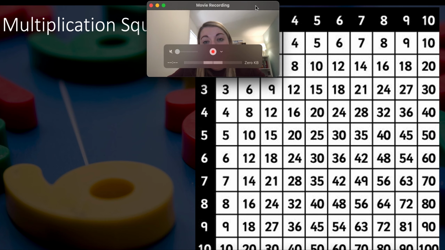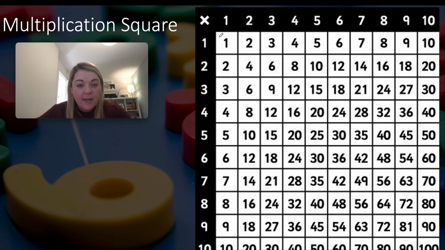So you can also use a multiplication square to help you solve a multiplication question. Now, these are all in your paper packs. Each one of you's got a copy to help you with your times tables. So this works by the numbers along the top and the numbers along the bottom. So let's go back to the question that we just did, which was 6 times 3.